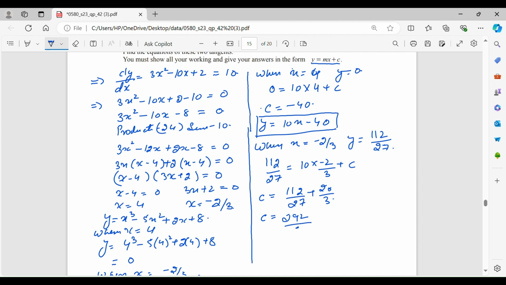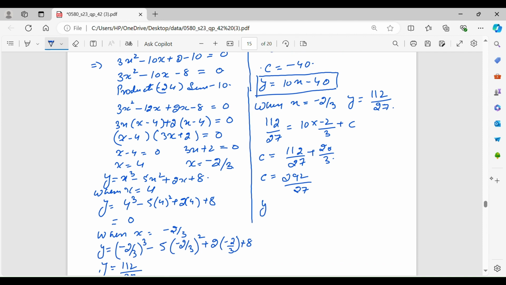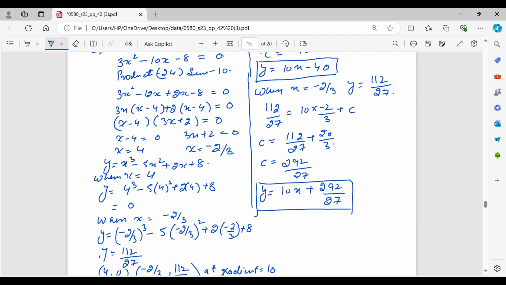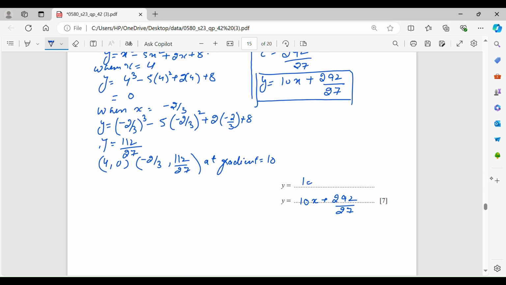292 by 27. So the equation will be y equals 10x plus 292 by 27. So this will be our second equation of the line, right? So our equation 1 is y equals 10x plus 292 by 27, and the above one is 10x minus 40, right?